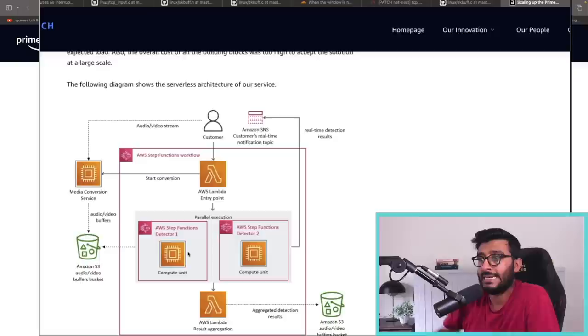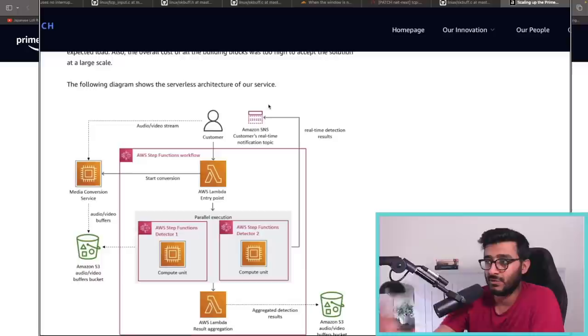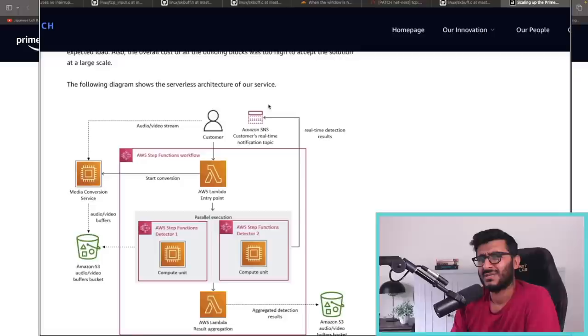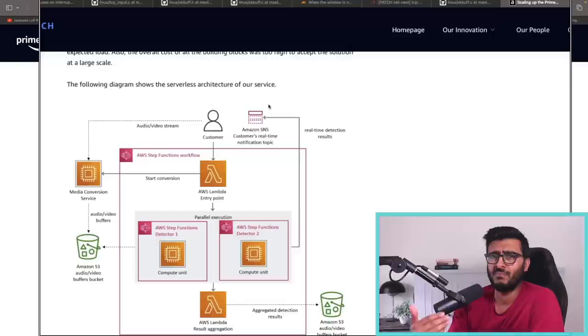And once you have the results, go and write it to the notification service. Now, who's going to read the notification service? Probably the customer. But as a customer, why do I care to see that my frame froze? I want you guys to fix it. Not like this. So this notification is for Amazon, not for me as a customer.